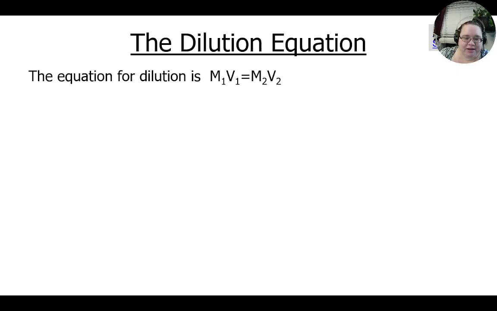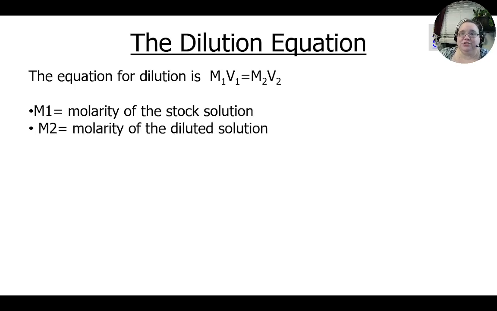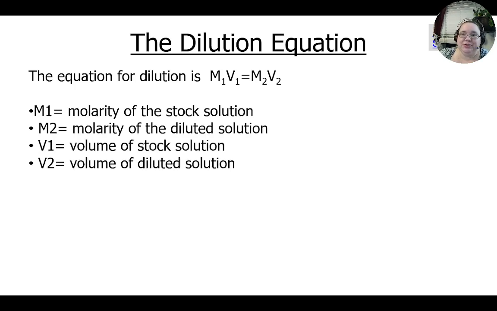So what do I mean by initial? Well, initial is anything that's concentrated. So my M1 is the molarity of my concentrated or my stock solution. My V1 is the volume of that concentrated solution. Your M2 is the molarity of the diluted solution. V2 is the volume of that diluted solution. If I give you any three of these variables, you should be able to solve for the fourth.